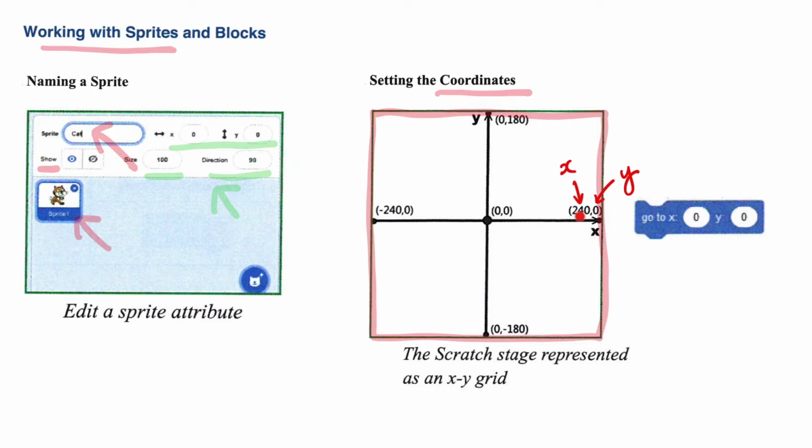And in Scratch, the maximum value of x is 240. And the smallest value is negative 240. And for the y-coordinate, the greatest value is different from that of x, and it is 180 only. And the smallest value will be negative 180.